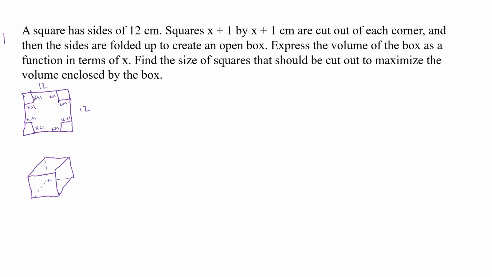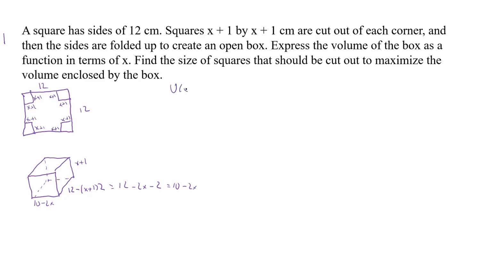Now my height is going to be the cutout size, so x plus 1. Now the width and the length are the same. They're going to be 12 minus x plus 1 times 2, because there's 2 of them. And so if I simplify that, that's going to be 12 minus 2x minus 2. And so that's equal to 10 minus 2x. And so that's going to be 10 minus 2x as well. So length, width, and then height. And so now I just have to multiply all that together.